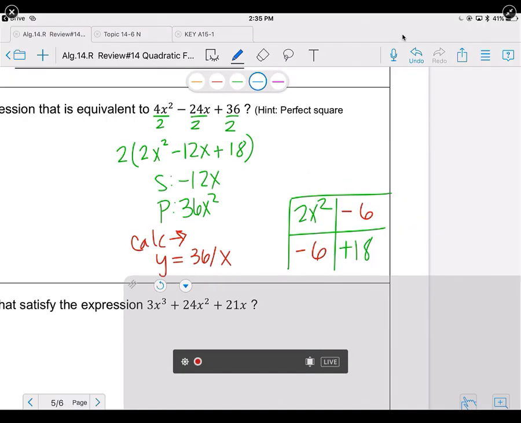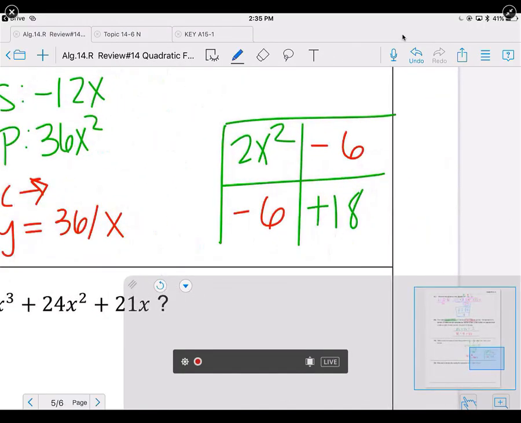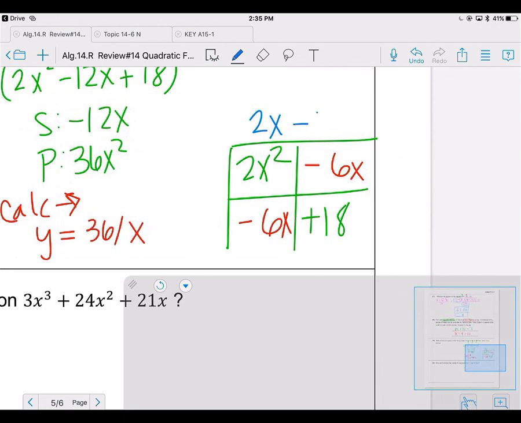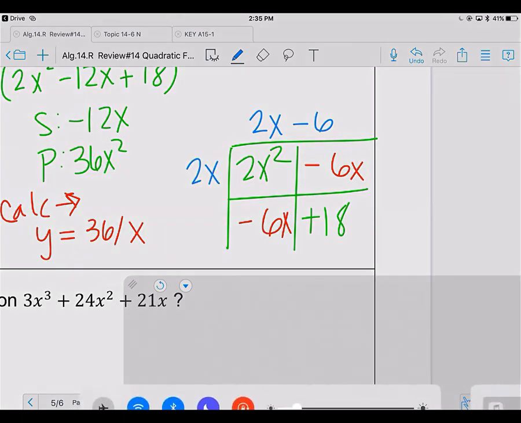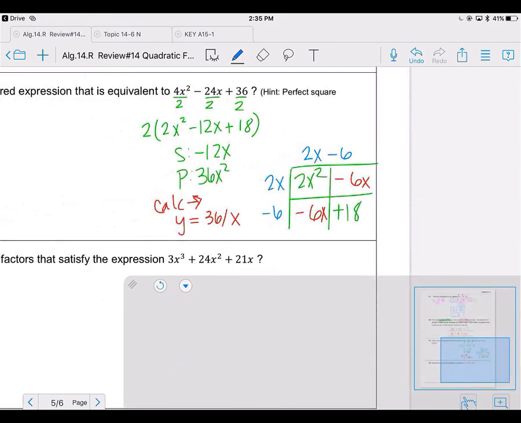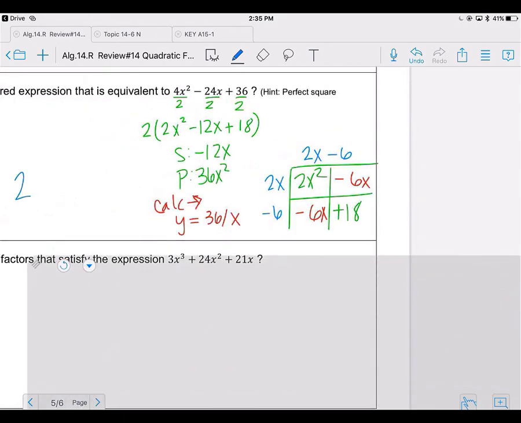So back to my paper, I now take out my GCFs. So 2x squared and negative 6x share a 2 and an x. Negative 6x and 18 share a negative 6. So there's my perfect square trinomial. So I have a GCF of 2 and then 2x minus 6 squared.